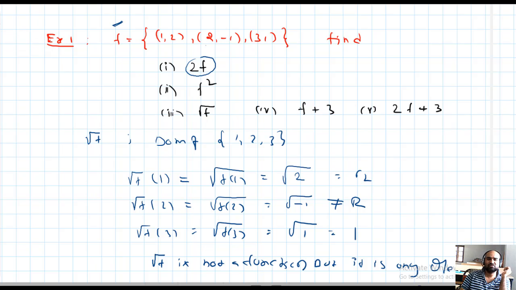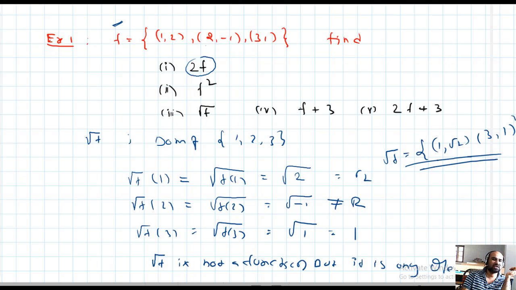What is root f? I will write here, root f. So what is that? 1 comma root 2, or 2 comma something, not there, 3 comma 1. So this is only a relation, not a functional relation. Okay, that should take care of that.